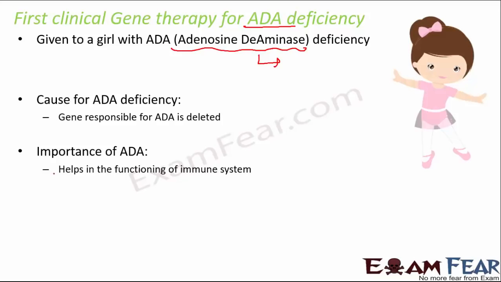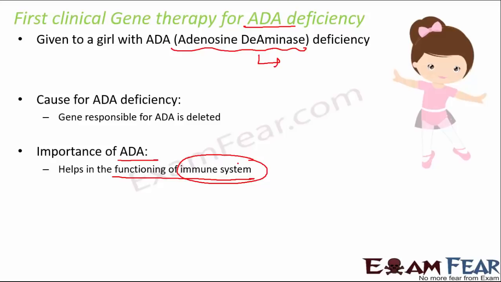Now, the primary function of this enzyme is that it helps in the functioning of the immune system. And the immune system is very important because the immune system of our body protects our body against infection and other foreign substances, right? So this enzyme helps in the proper functioning of the immune system.